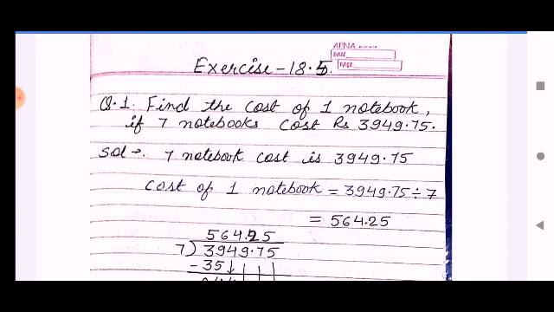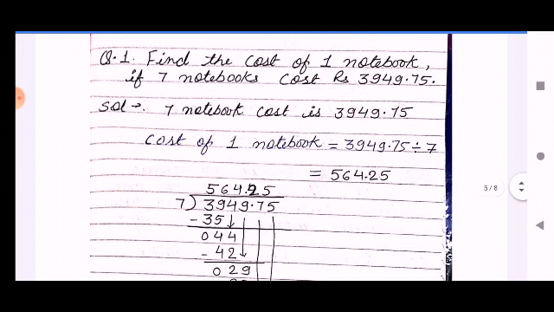Here we are given the cost of 7 notebooks, and we have to find the cost of one notebook. When a question gives the value of a larger quantity and we have to find the value of the smaller quantity, then in these questions we have to divide. So for finding the cost of one notebook, we have to divide the cost by 7 notebooks.